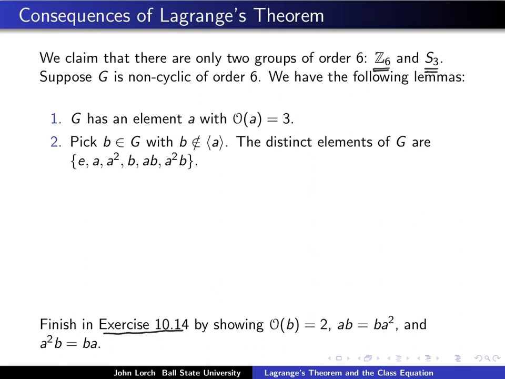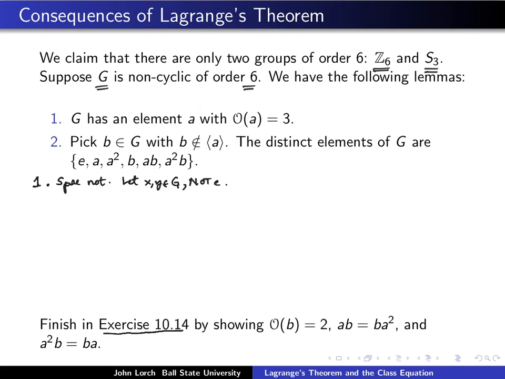So to begin, we're going to let capital G be a non-cyclic group of order 6. And our goal through the exercise is to show that this group must be S3. The first order of business is to show that this group has an element of order 3. We're going to argue by contradiction, so let's suppose not. And we're going to let X and Y be elements in G that are not the identity.